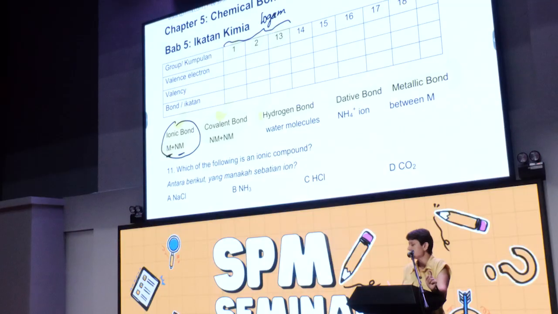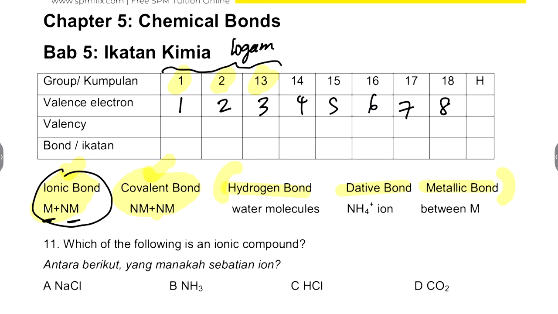Valency electron is berapa elektron dalam petala terluar. You know that, right? Okay, so group 1, 1 valency electron. Group 2, 2. Group 3, 3. Group 4, 4, 5, 6, 7, 8 or 2. And hydrogen is 1. Do you all know that? Yes? Okay. That is valency electron.